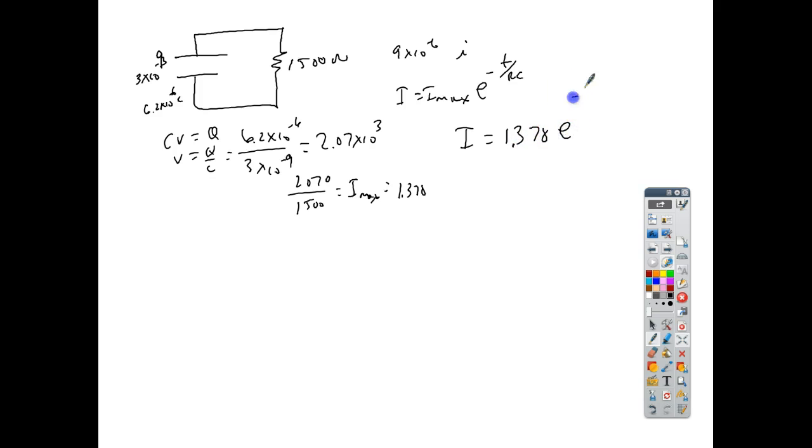And e to the negative, is it 9 times 10 to the negative 6, divided by 4.5 times 10 to the negative 6 as well? Yeah, because it's negative 9. Okay, so that just gives me a negative 2. E to the negative 2. Put that on my calculator, I get 0.186 amps. Got it?